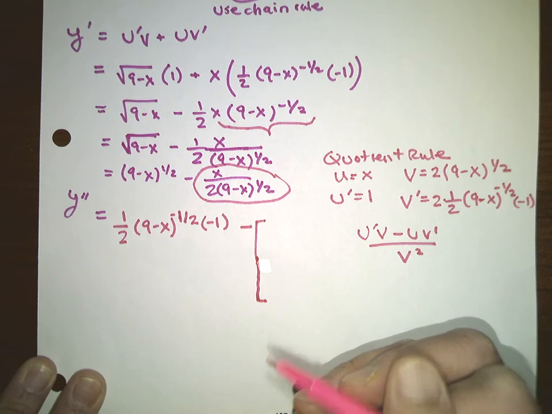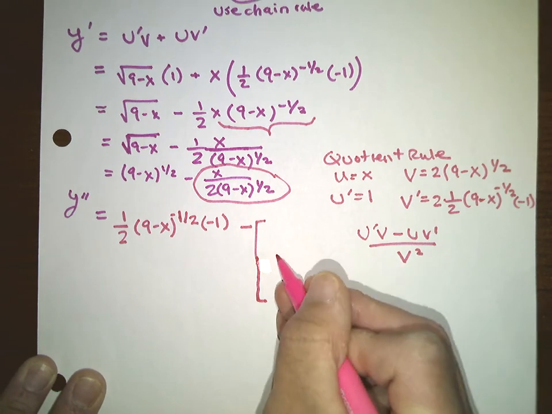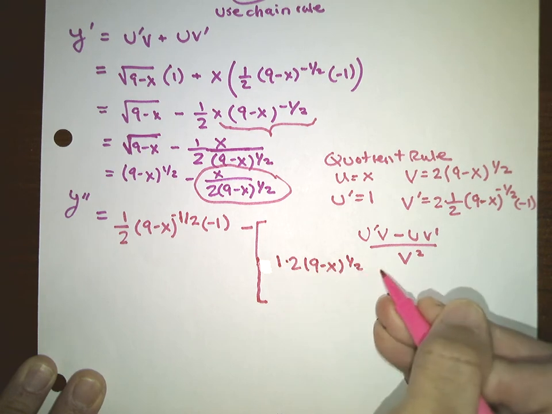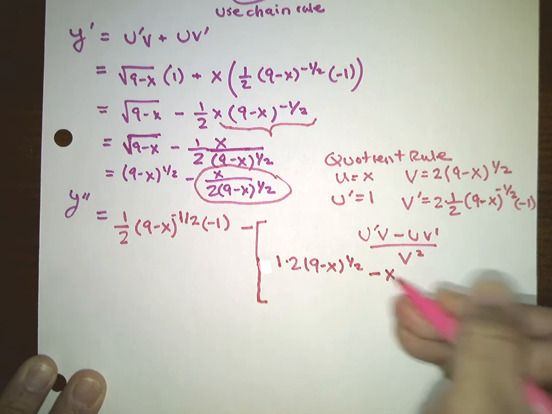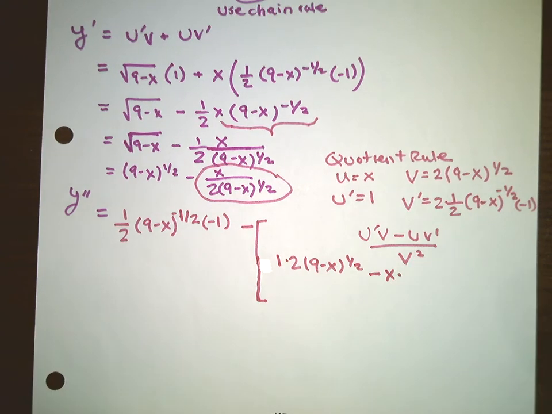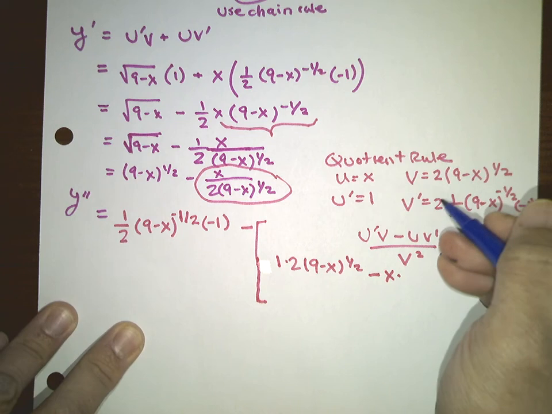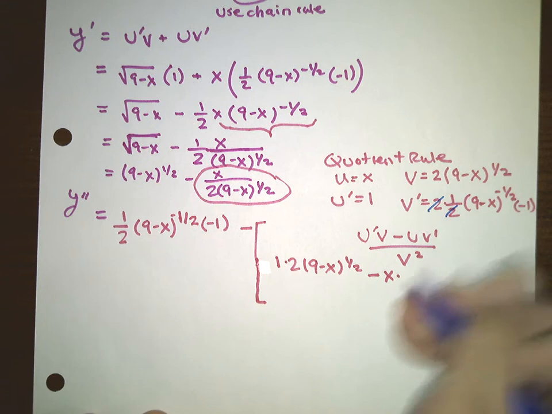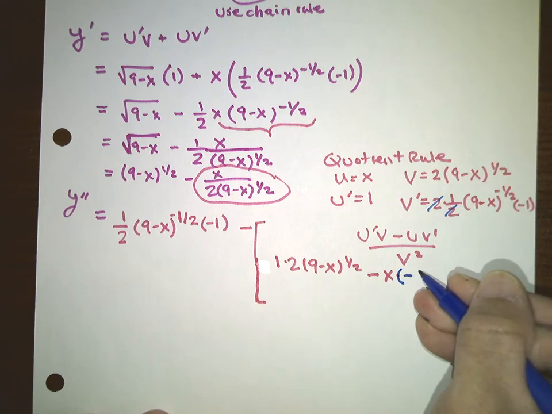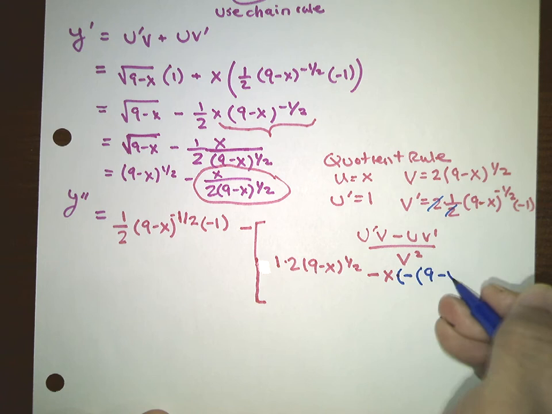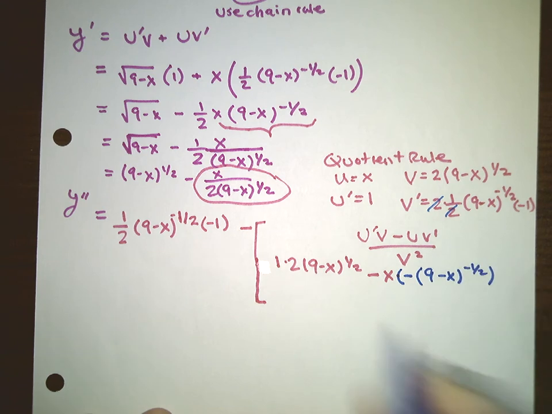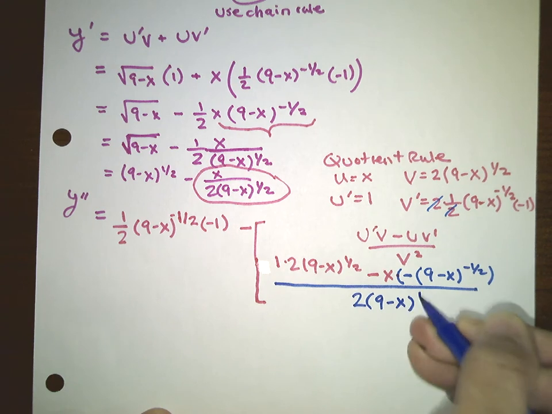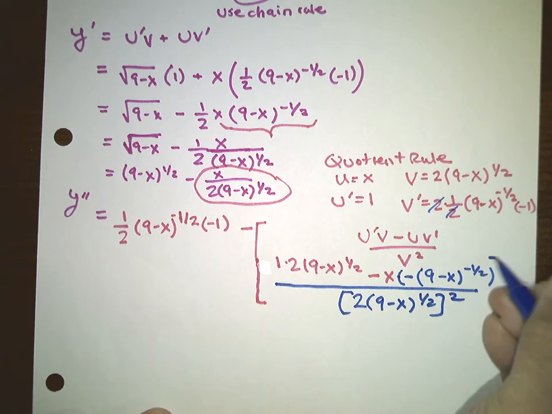I really don't know. So now we have 1 times 2 times 9 minus x to the 1/2 power, minus uv prime, so x times, now this 2 times a half is 1, so I just have minus, times minus, and that will be 9 minus x to the negative 1/2 power, all over v squared, so 2 times 9 minus x to the 1/2 power squared.